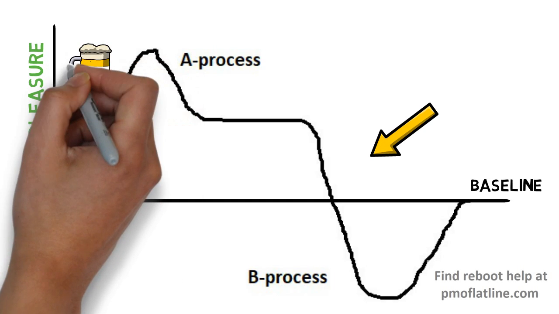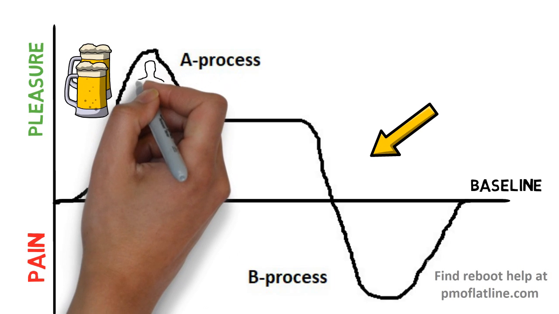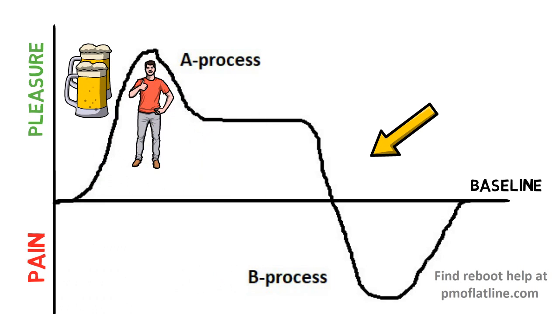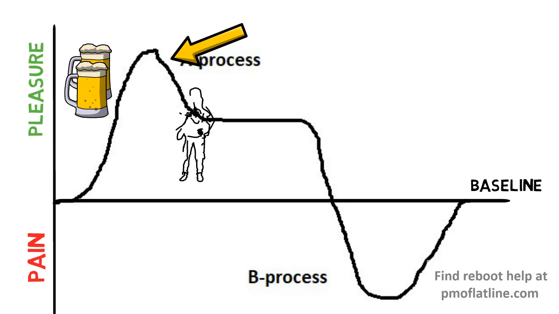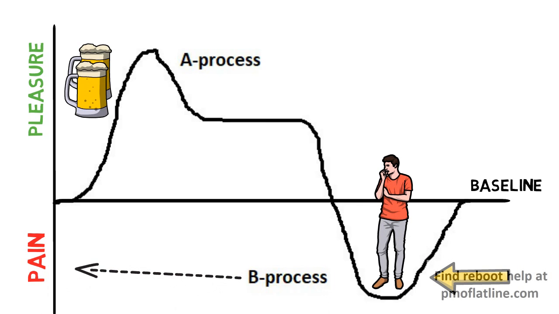Let's take alcohol as an example. You all know that when you go out and get a bit drunk, well, it can feel very pleasurable during the beginning of that evening. So you instantly shoot high up here on the pleasure curve. But how do you feel the following day? Well, you all know about that as well. Not so good, right? Because now the B process has kicked in and now you're feeling pain.